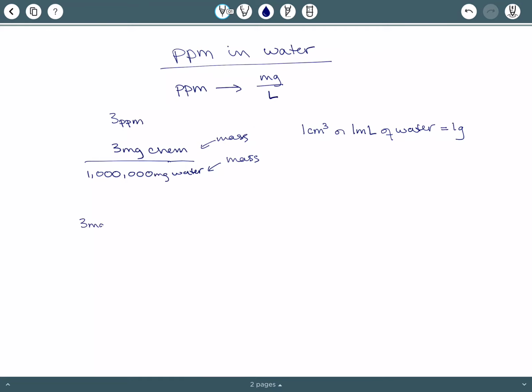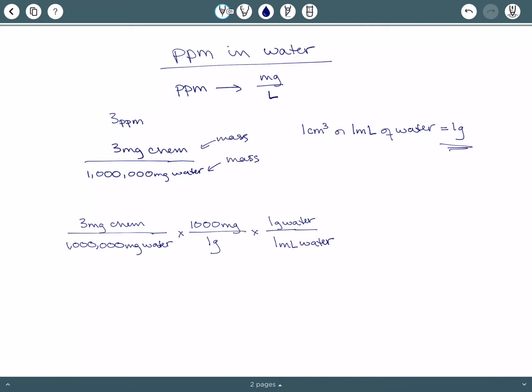I'll rewrite our proportion down here. Here's our 3 milligrams of chemical out of 1,000,000 parts of water. And right here, we're still talking about milligrams of water, so let's get it into grams because that's what we're talking about up here. So we know that these are just conversion units that you can look up anywhere. 1,000,000 milligrams equals 1 gram. And then we know that 1 gram of water is equivalent to 1 milliliter of water.